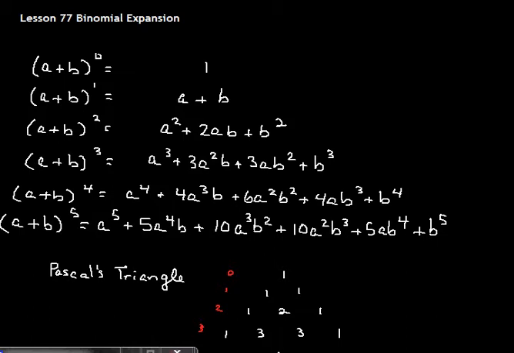Now, if you have a binomial and it's to the 0 power, we know anything to the 0 power is 1. If we have the binomial to the first power, it's just going to be a plus b.